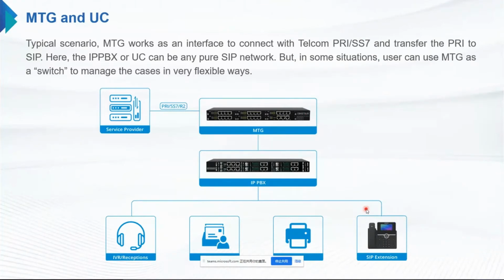Here, typically, we see the diagram. If the customer, for example, uses the PBX to connect to the TG, you have to use the SIP trunk, then connect to the MTG, then go through PRI, SS7 or R2, okay? And sometimes customers want to use the MTG to extend the channels, which is also possible. So here we use the MTG as a switch to manage many cases in a very flexible way. You can configure it in different scenarios.